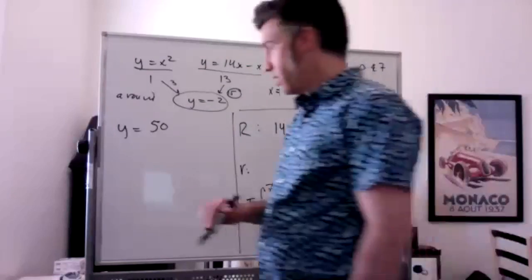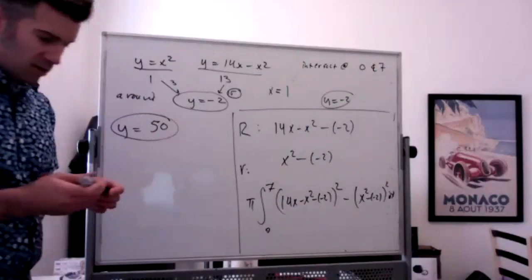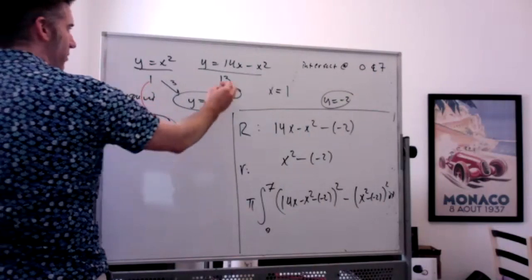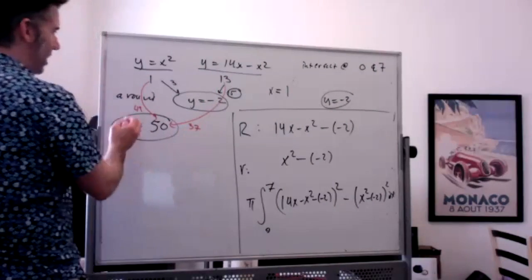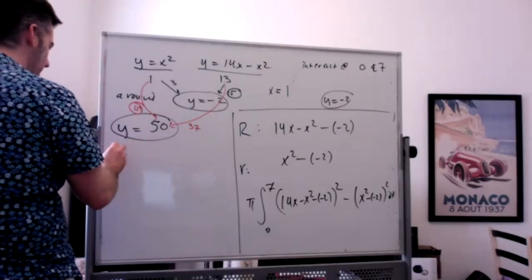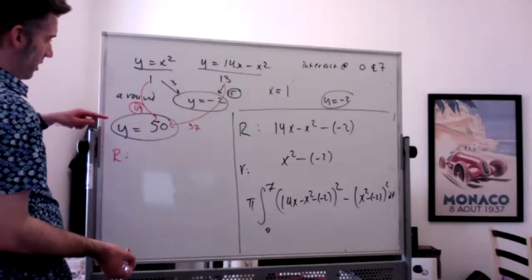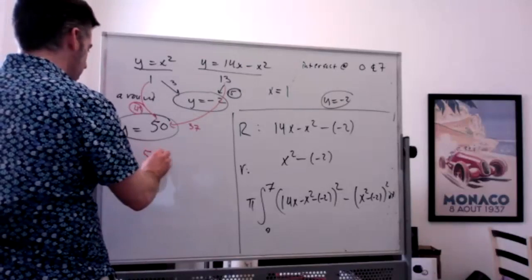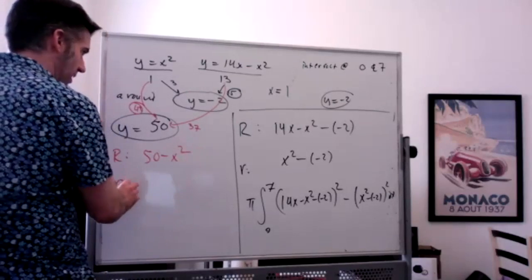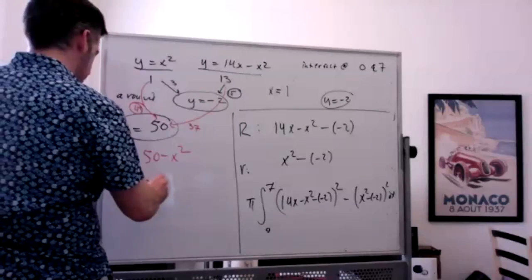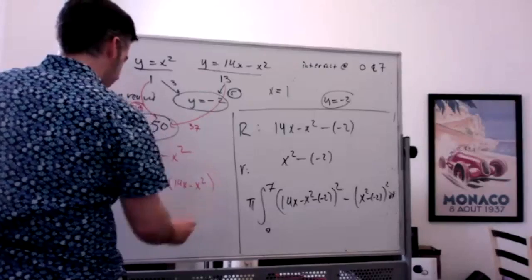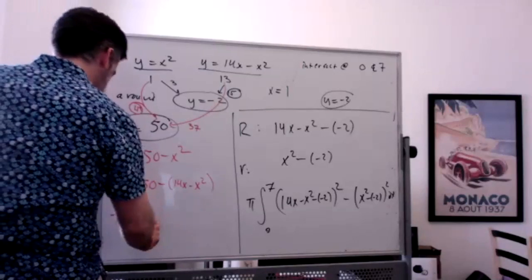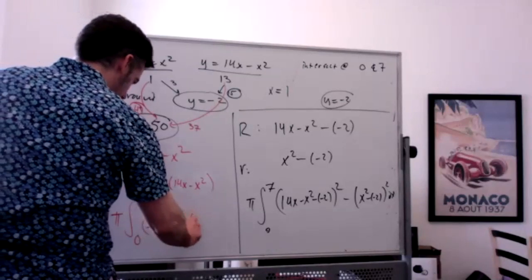On the other hand, if you're going around y equals 50, you have to look at the difference. From 1 to 50, the difference is 49. From 13 to 50, the difference is 37. So now this is the bigger one. So for 50, my outer radius would be, and it has to be 50 minus this because 50 is the bigger thing, 50 minus x squared. My inner radius would be 50 minus (14x minus x squared). So then my integral for this volume would be pi integral from 0 to 7, outer radius squared minus inner radius squared.